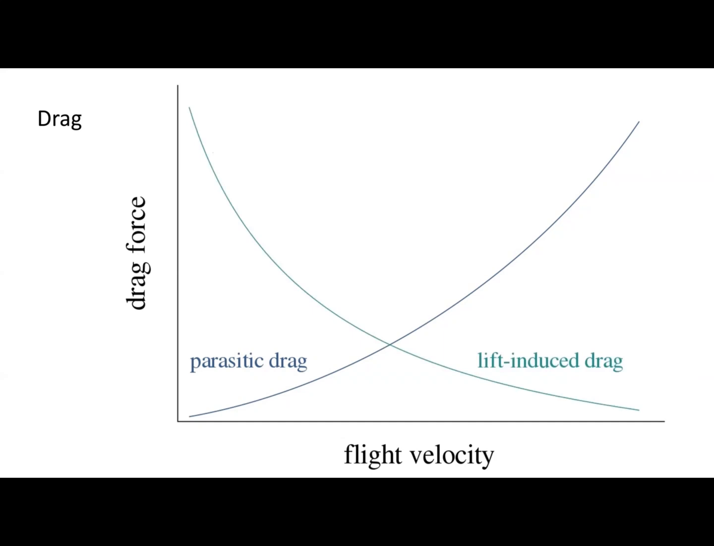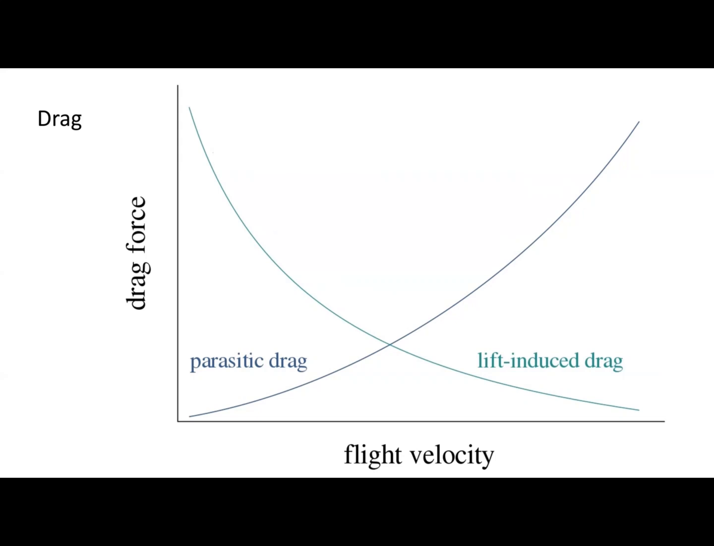Your induced drag has the opposite effect. It starts really high. When you're traveling through the air very slowly, you create great big vortices, so you have a lot of induced drag when you're moving slowly. So it's your greatest induced drag when you're taking off on your runway. But as you get faster and faster, it decreases.